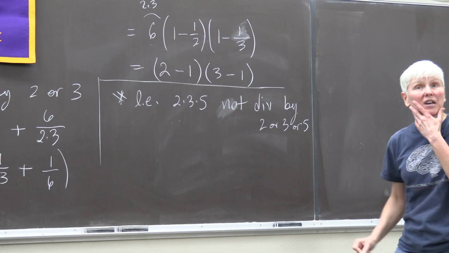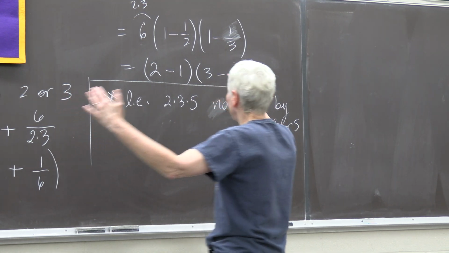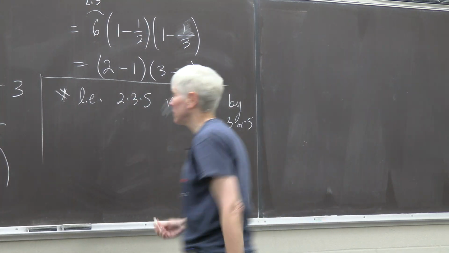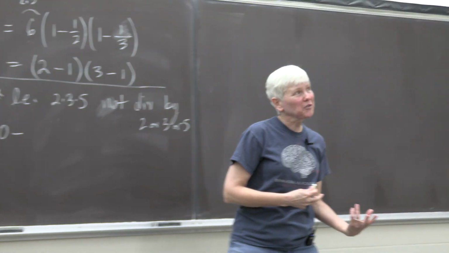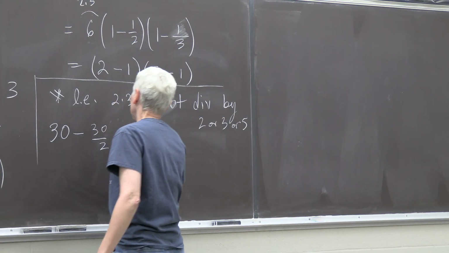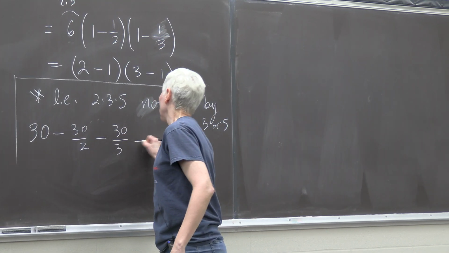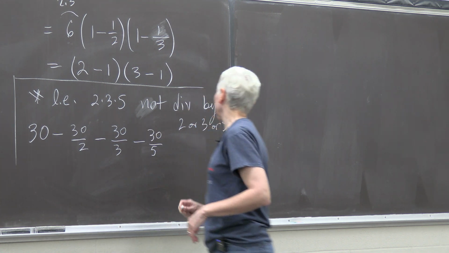Okay? I'm going to use the same counting procedure. So 2 times 3 times 5 is 30. There are 30 numbers less than or equal to 30. I've got to take out all the multiples of 2. So that's half of them, right? I have to take out 30 over 2. I have to take out the multiples of 3. I have to take out the multiples of 5.